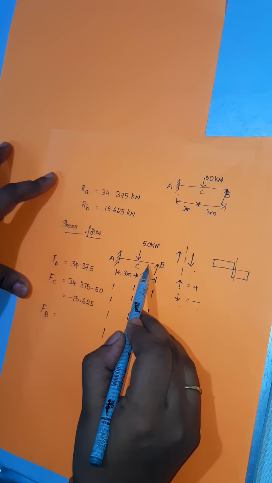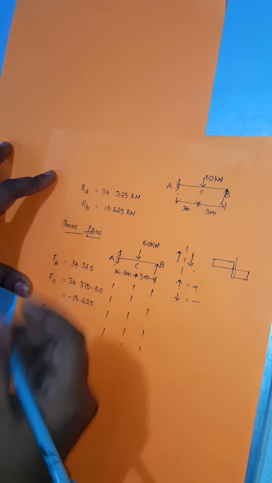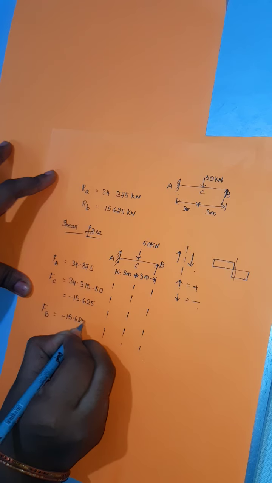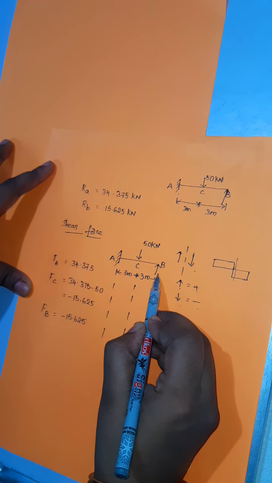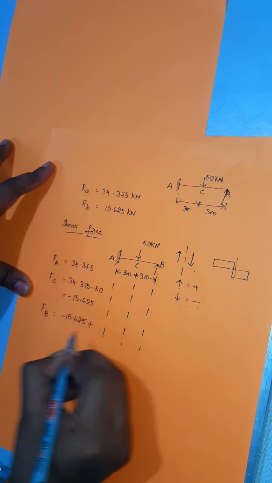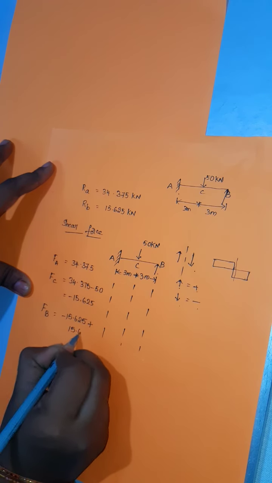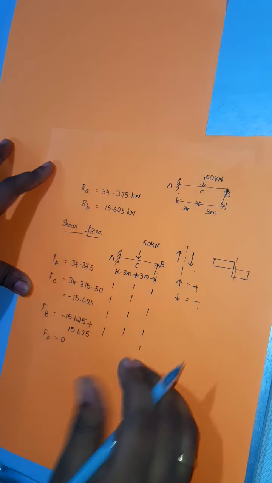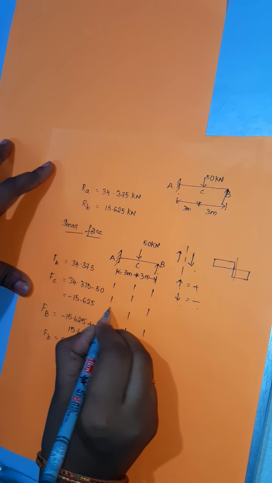Next, shear force at B, that means the CB section. Is there any force acting between C and B? No, nothing acts. So we should carry the previous force, minus 15.625. Next, here RB is there and it is moving upward, meaning positive, so it is plus 15.625. So FB is equal to 0.